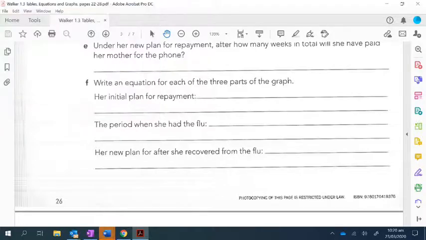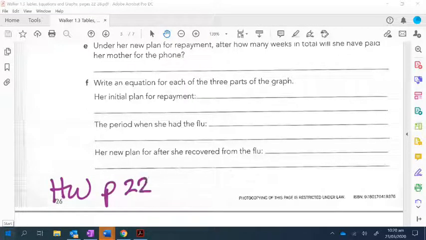So your homework. Guys, your homework is page 22 through page 28.